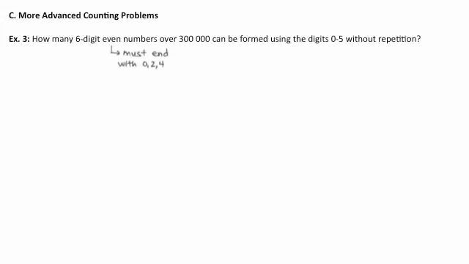First of all, an even number tells us that out of the digits that we have, it must end in a 0, 2, or 4, because we're only working with the digits 0 to 5. Over 300,000 tells us that the first digit has to be a 3, a 4, or a 5. Without repetition, 0 to 5 means that we only have 0, 1, 2, 3, 4, and 5 to work with, so there's only 6 numbers to work with. And so let's take a look at how we're going to do this.